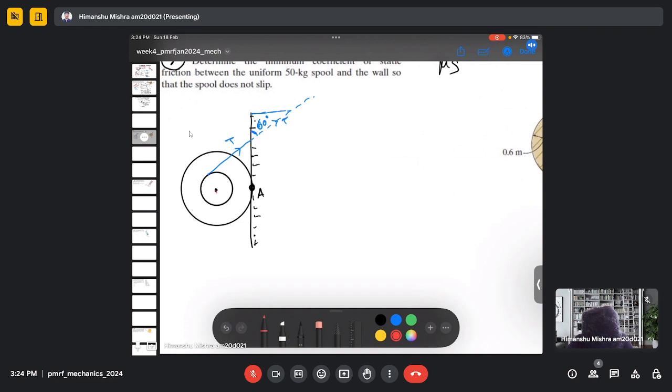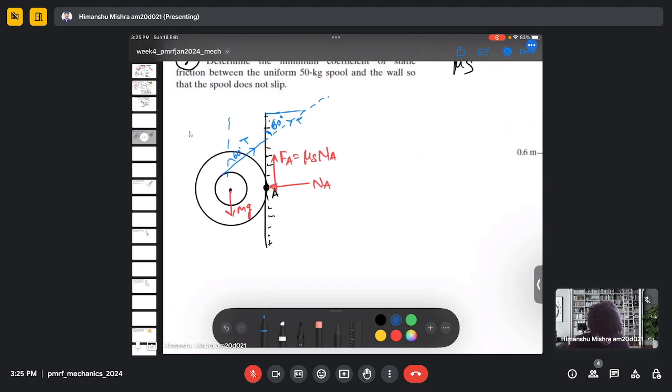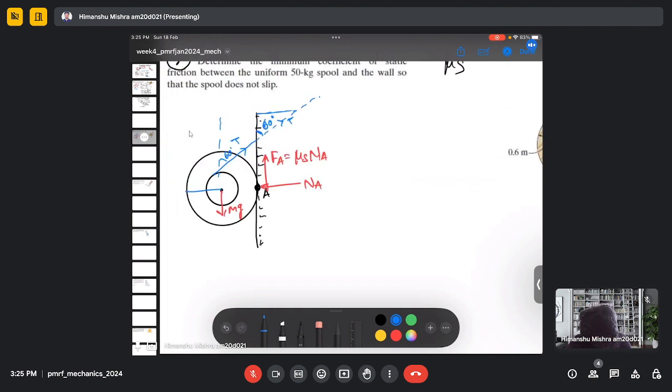And the forces are weight. Here we have a normal reaction and the friction force. And this is 0.6 meter. And this is 0.3 meter.